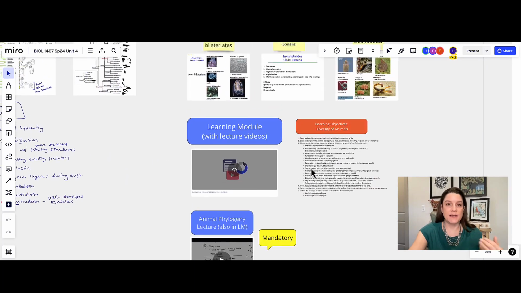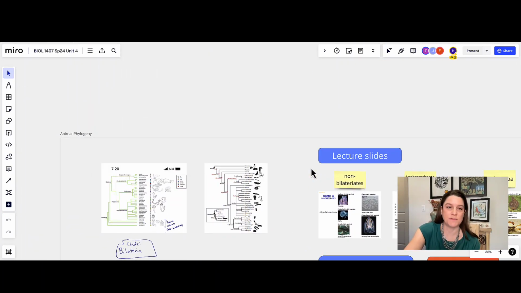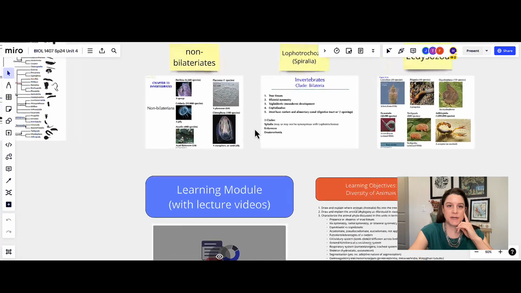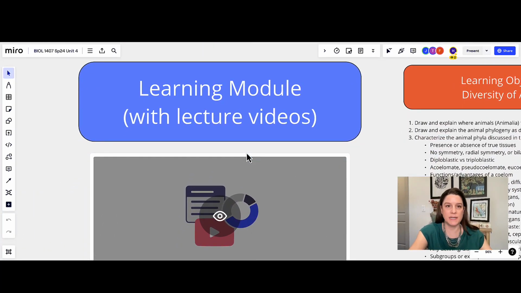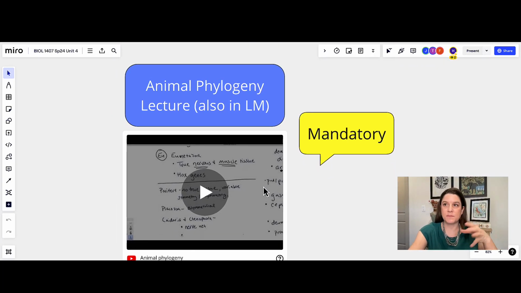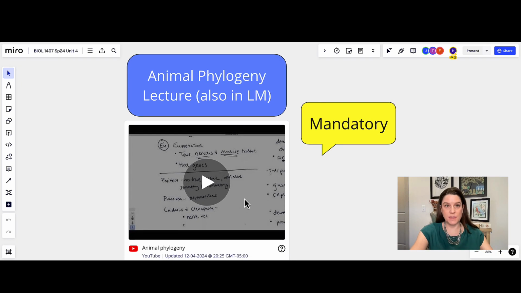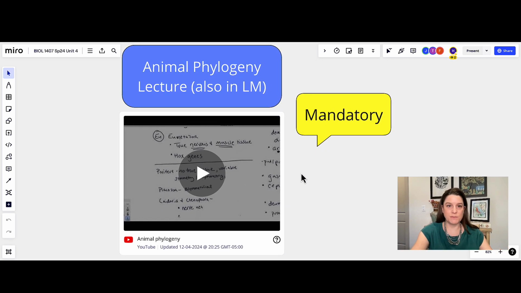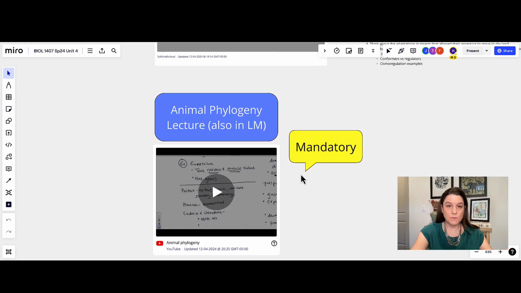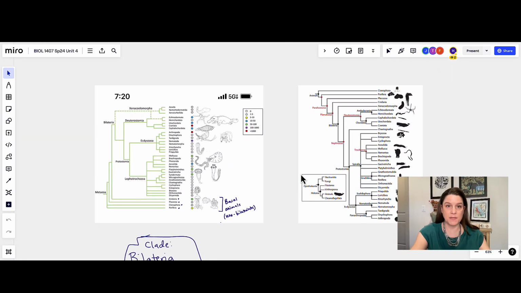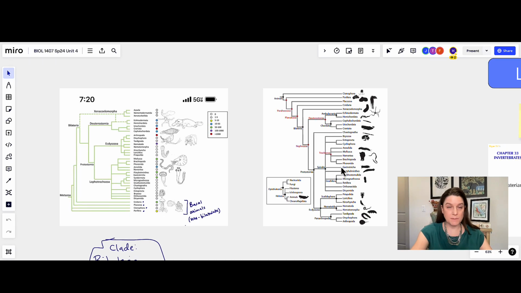And then we can come down here. Okay, so this is on the animal phylogeny board. What I did do is put the learning module in there. It has lecture videos embedded. I also specifically put the animal phylogeny lecture separately so it's right in there to watch, because of course you'll be responsible for the phylogeny, which is less than the phylogeny that we have with the papers. So the papers up here have more groups than you're going to be responsible for.